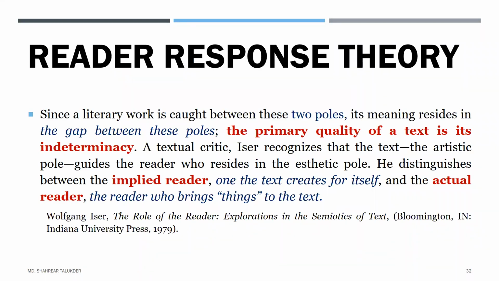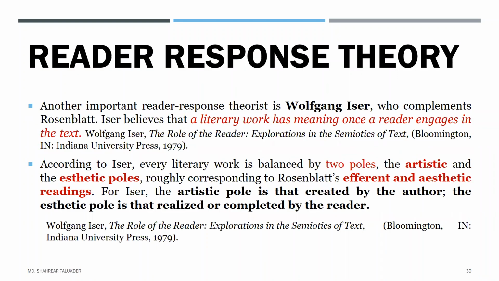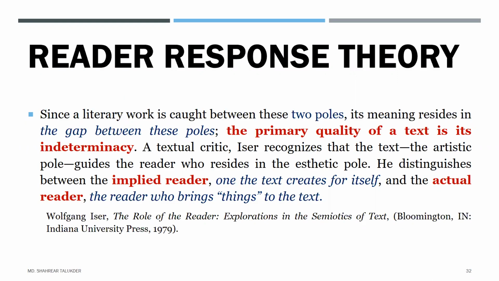Now, here you can see an interesting development. Since a literary work is caught between these two poles, that is, he called it artistic and aesthetic. Remember, Iser, Wolfgang Iser. He called it artistic and aesthetic. Now, since a literary work is caught between these two poles, the artistic and aesthetic poles, its meaning resides in the gap between these poles.